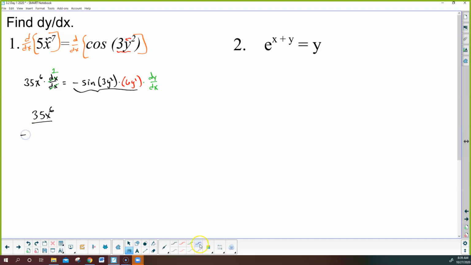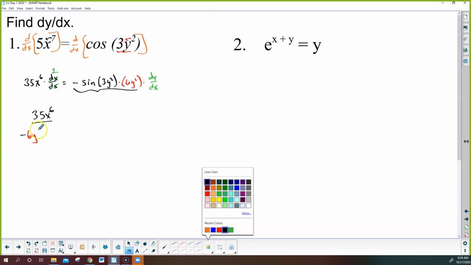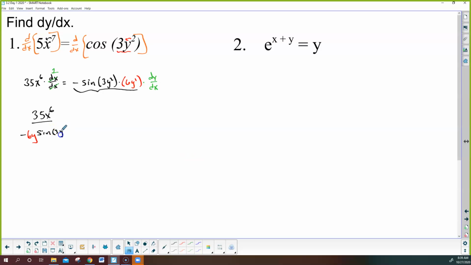I'm going to do just a little bit of simplifying. The 6y is going to multiply by the negative, so I'm just going to put that out in front. And then the sine of 3y squared is going to just stay put. And then the only thing that's left over is dy dx.